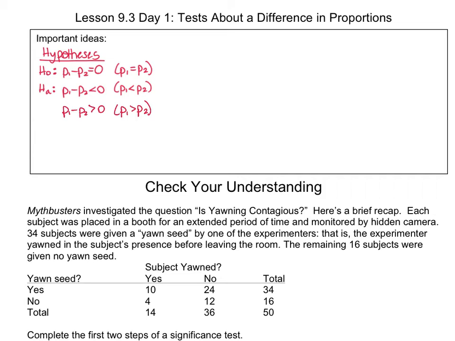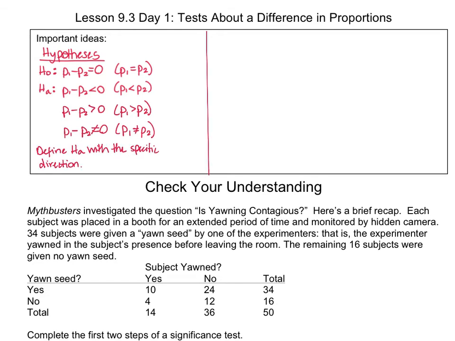Now remember that when we do our sketch and shade, the direction of the inequality is where we show our shading. So last of all, of course, we have the possibility that we just have a not equal to. And this is where we would see the bidirectional shading on both sides. P1 is not equal to P2 would be the last one. That one, I guess, is the most straightforward. But we definitely define the alternative hypothesis with direction.